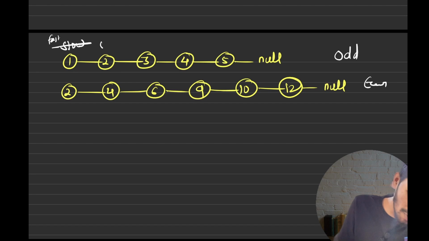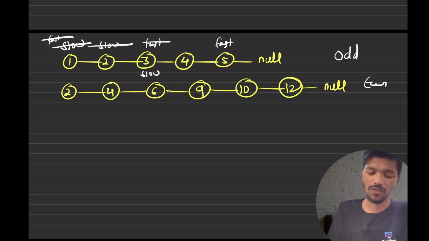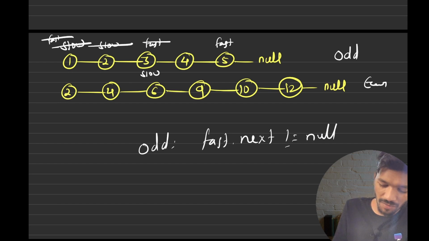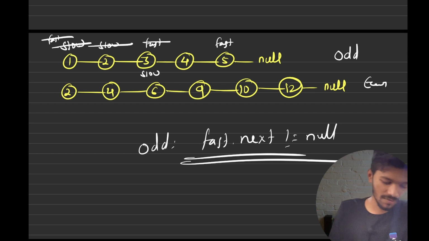I will move the slow by one position and the fast by two positions. Again I will move the slow by one position and the fast by two positions. Now observe carefully that my fast is pointing to the last location, therefore I will stop, which means for odd length I have to keep on going till I am not pointing to the last node. I will keep on going only for the odd length cases.